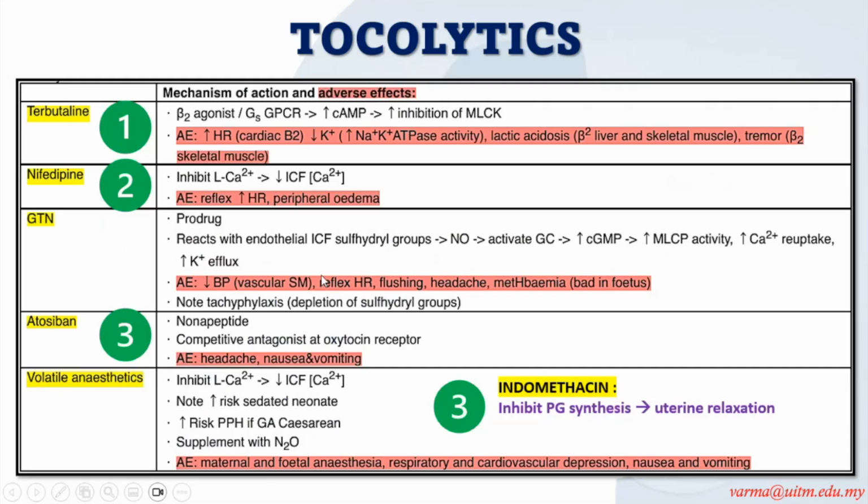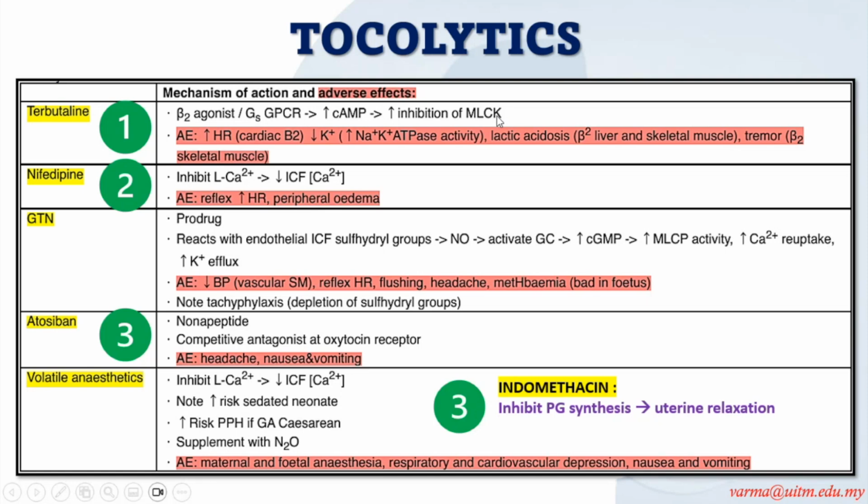Next we move on to tocolytics. Again, the answer is given in LITFL very nicely in table form, covering mechanism of action and adverse effects. We talk about beta-2 agonists such as terbutaline or ritodrine. As the group name suggests, it's a beta-2 agonist. Beta receptors work via Gs, which increases cyclic AMP. What does cyclic AMP do in smooth muscle contraction? It inhibits the myosin light chain kinase, so there is no muscle contraction.